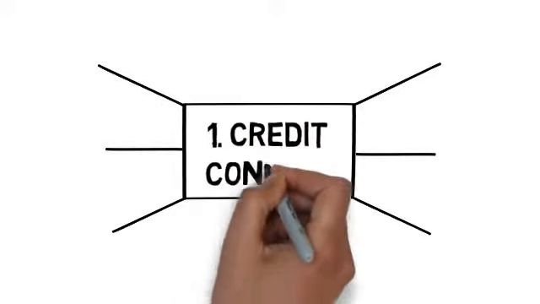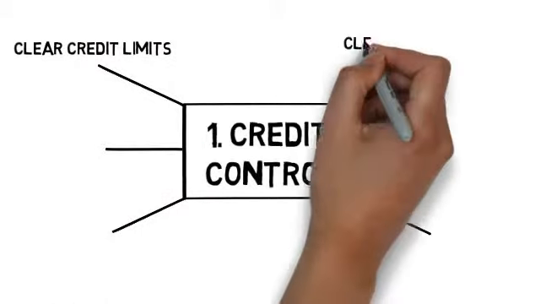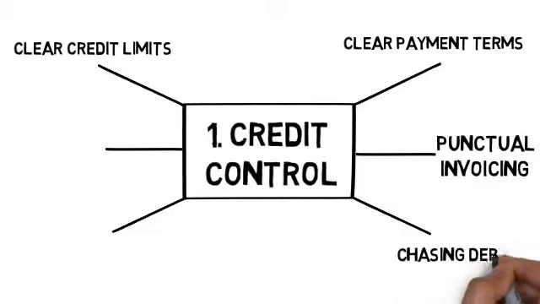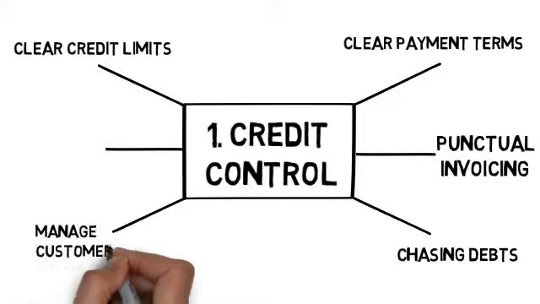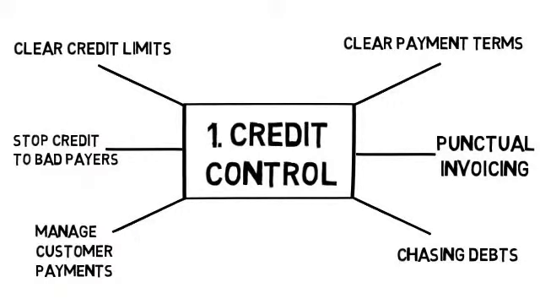Credit control. The basics of a good credit control system include setting clear credit limits and payment terms for your customers, punctual invoicing, and persistently chasing debts when due. You should also stay aware of customer payments and be quick to stop offering credit to bad payers.